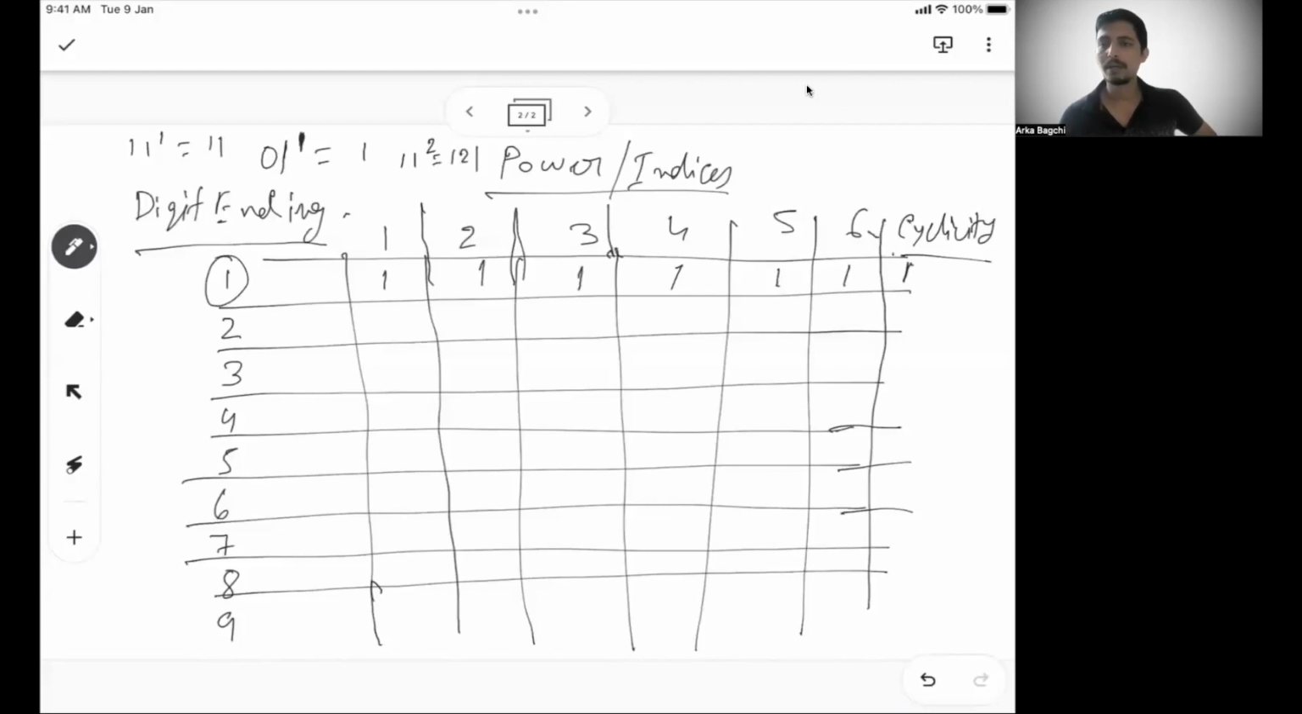So the same number, same last digit keeps on coming. But what happens when it is 2? 2 to the power 1 is 2, 2 squared is 4, 2 to the power 3 is 8, 2 to the power 4 is 16. 16 means last digit will be 6. 2 to the power 5, 32. Last digit 2. 2 to the power 6, 64 again.